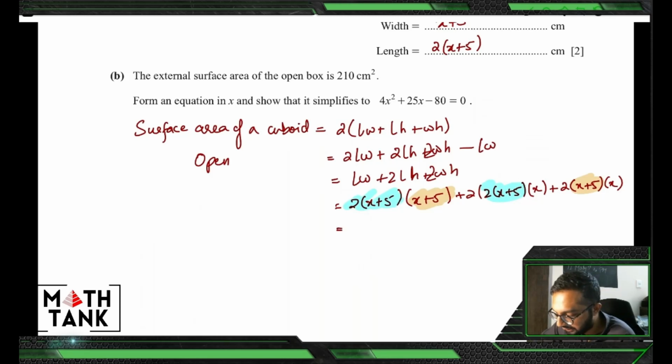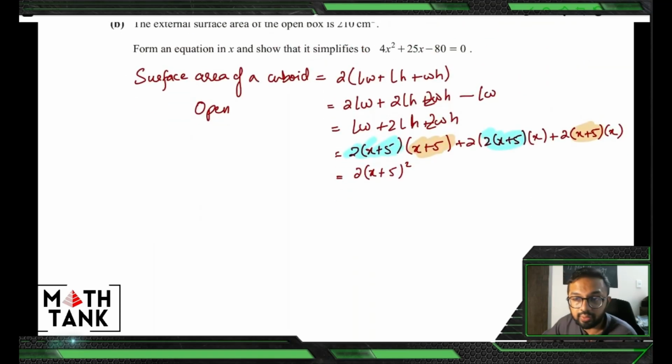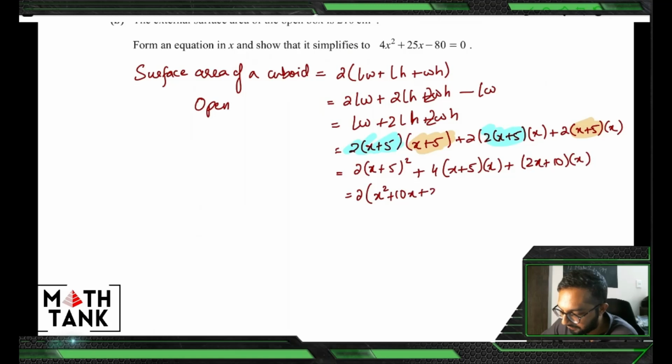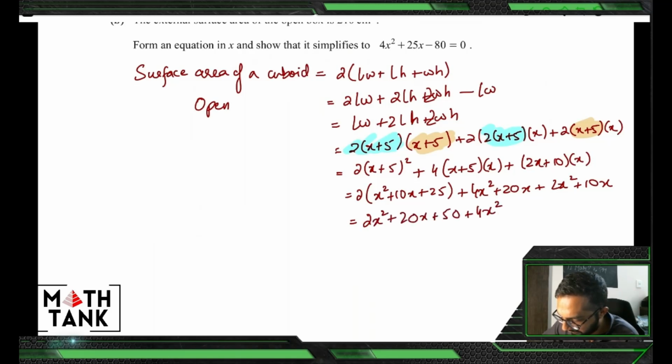Okay, so multiplying them across, this becomes 2x plus 5 whole square. This should be a long question for 4 marks here. See, the marks are proportionate to the amount of working that I'm doing. So this becomes 4x plus 5 into x. Then let's multiply that through, 2x plus 10 into x. Okay, 2x squared plus 10x plus 25 plus 4x squared plus 20x plus 2x squared plus 10x. So 2x squared plus 20x plus 50 plus 4x squared plus 20x plus 2x squared plus 10x.